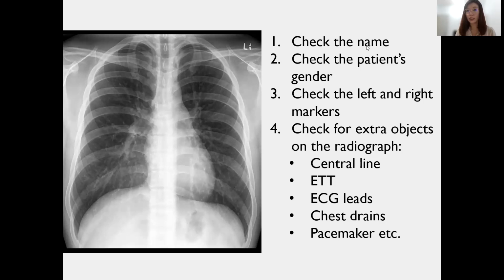So again, check the name on the X-ray. This is a must step, because sometimes we might interpret the wrong X-ray for a wrong patient. Check the patient gender as well, and then look at the left and right marker before we start. Sometimes the radiographer might accidentally misplace the marker, especially when we want to find out if there is dextrocardia or not. Next, we look for extra objects like central line, ETT, any NG tube, or any external artifacts.